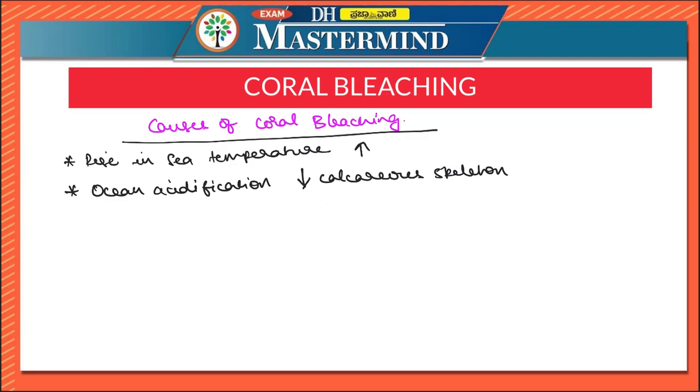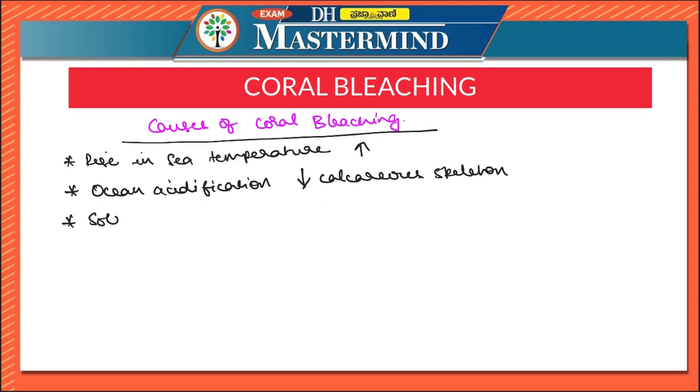Calcareous skeletons, as we have already seen, are crucial for the survival of corals, because it is on these skeletons that zooxanthellae survive. Without these calcareous skeletons, zooxanthellae cannot survive, the symbiotic relationship cannot be established, and the corals will start bleaching and die. So ocean acidification is also one of the major reasons why coral bleaching is happening in the world.